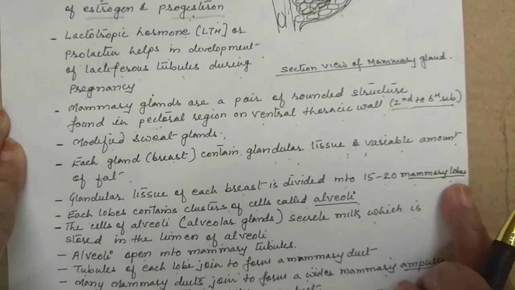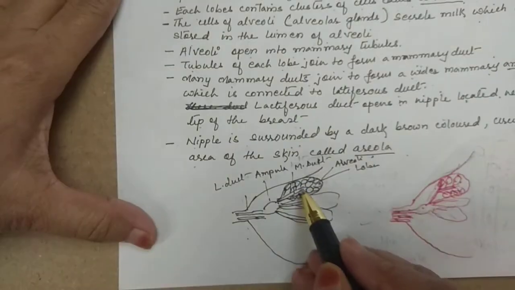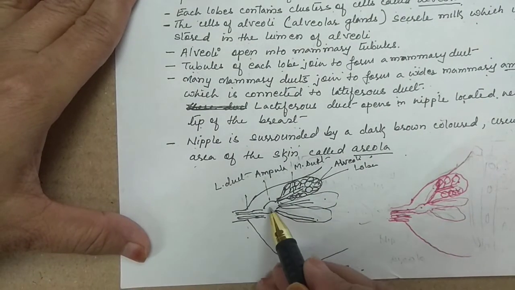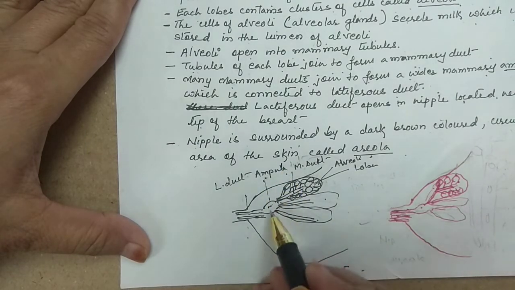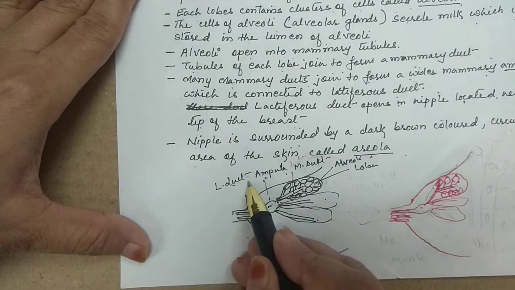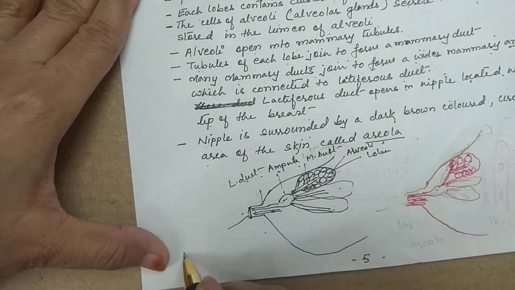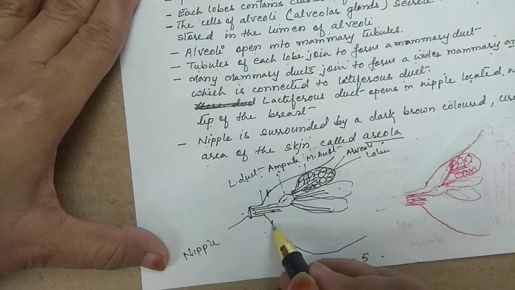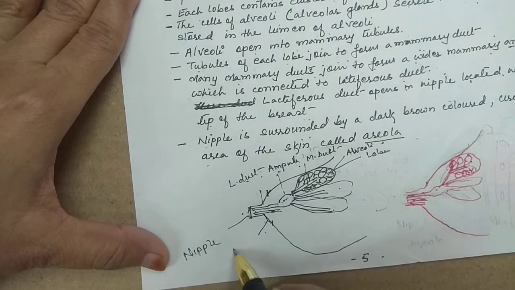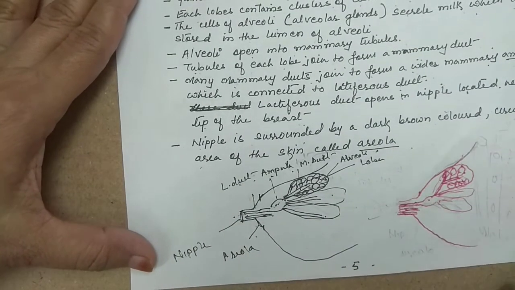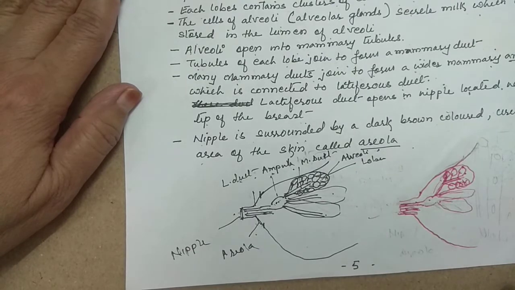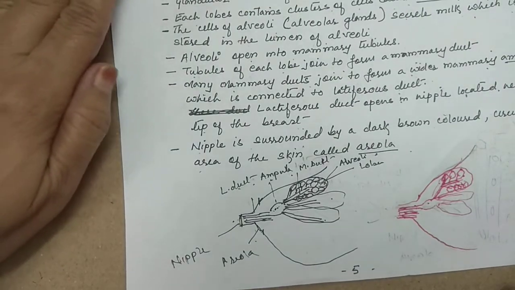Like this, you will have in each breast 15 to 20 mammary lobes. How many? 15 to 20 mammary lobes. I have drawn and shown you one lobe, second lobe, third lobe, and they merge, opening into one common duct called the ampulla. Then the ampulla opens into the lactiferous duct, and the lactiferous duct opens into the nipple. This is the nipple, and you have a dark brown pigmented skin area, which is called the areola. I hope that you have understood this. With this, I have completed the system of reproduction.